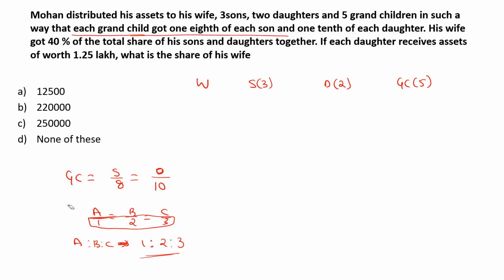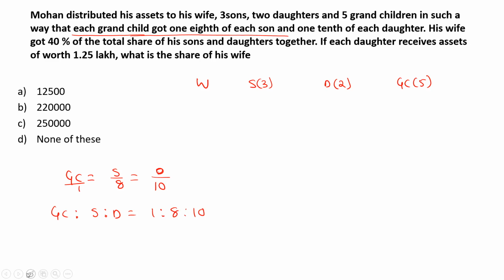In the same way, when grandchild is equal to 1/8 of son and 1/10 of daughter, all these are equal to each other. That means grandchild upon 1 equals S upon 8 equals D upon 10. The ratio of grandchild to son to daughter would be 1 is to 8 is to 10. Let us assume the share of grandchild is 1 rupee. Then the share of son would be 8 rupees, and the share of daughter would be 10 rupees.